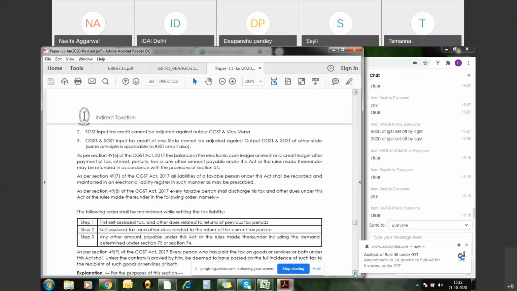Since they are talking about once it is wound up, we see the position of the ledgers. If there is a liability, the liability is paid, or if there is any refund coming, seeing the ledger status, the refund is made by the government. Now, subsection 7 of 49 states that all liabilities of a taxable person under this Act shall be recorded and maintained in an electronic liability ledger register in such manner as may be prescribed.